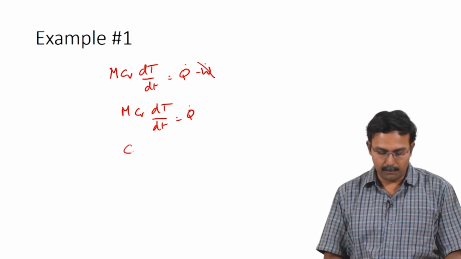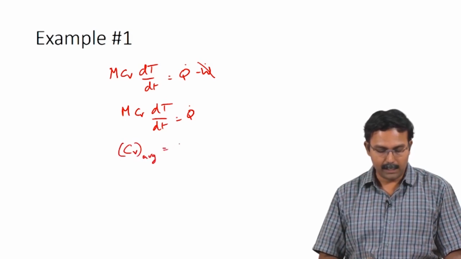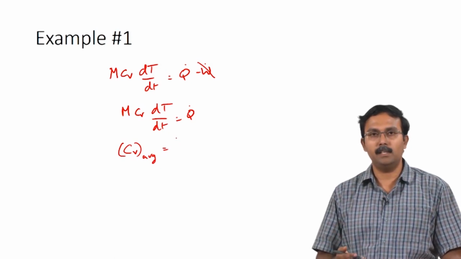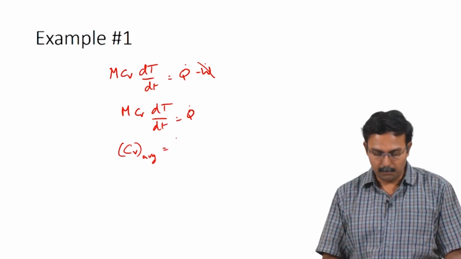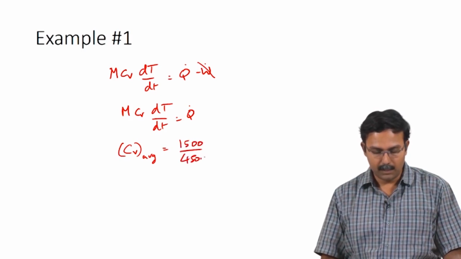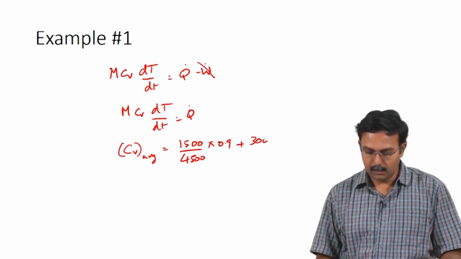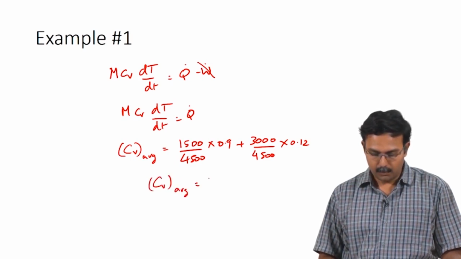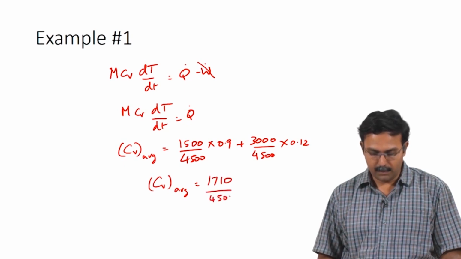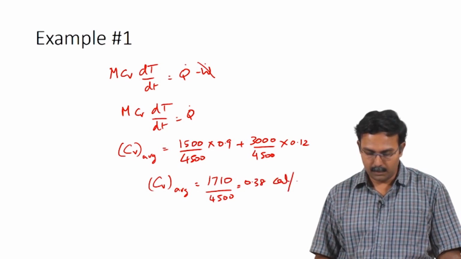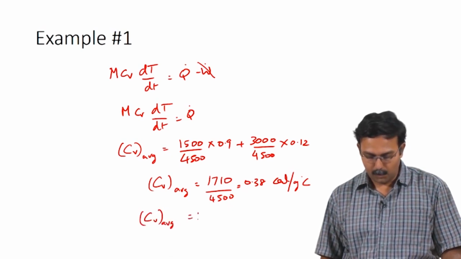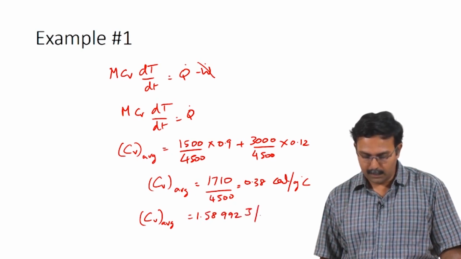So, we will have to calculate Cv for the mixture or average Cv. So, average Cv can be calculated as the mass fraction for the component times the Cv for that particular component and get a summation of that. So, that would mean it is 1500 divided by 4500 times 0.9 plus 3000 divided by 4500 times 0.12. So, this would give the average Cv as 1710 divided by 4500, which equals 0.38 calories per gram degree Celsius. So, this can be converted to joules per gram degree Celsius as 1.58992 joules per gram degree Celsius.